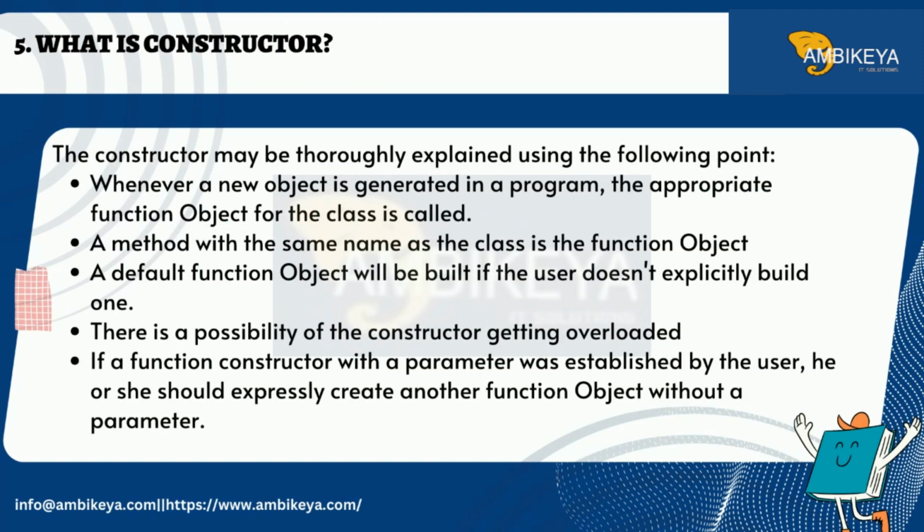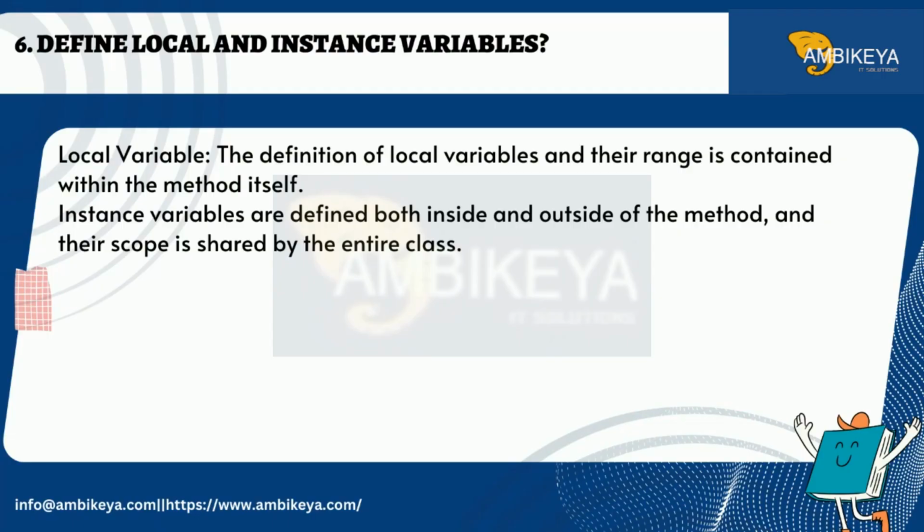What is a constructor? The constructor may be thoroughly explained using the following points. Whenever a new object is generated in a program, the appropriate constructor for the class is called. A constructor is a method with the same name as the class. A default constructor will be built if the user doesn't explicitly build one. There is a possibility of the constructor getting overloaded. If a constructor with a parameter was established by the user, he or she should expressly create another constructor without a parameter.